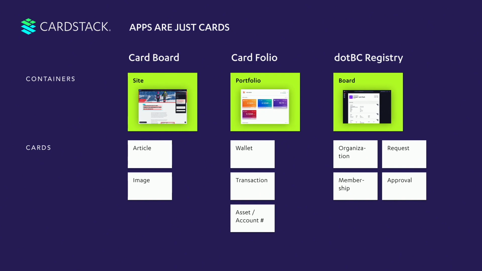So this is just the same view of what we looked at before. The apps, Cardboard, Folio, dotBC registries, are actually just cards. There's a top-level card called site, and that site includes the underlying article and images and a list of them. There's a Folio called Portfolio card, which you can go to the URL and go to the root of the website, but inside that, it embeds wallet transactions and assets.